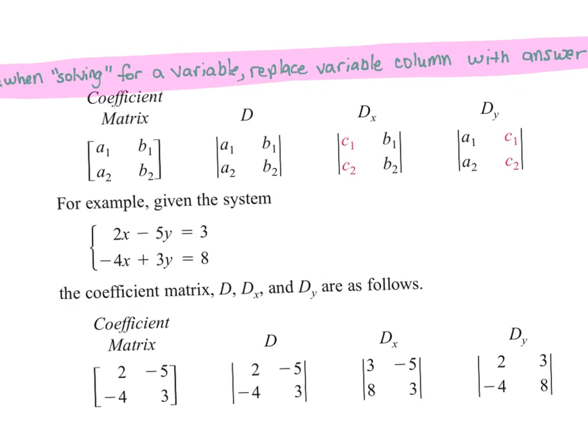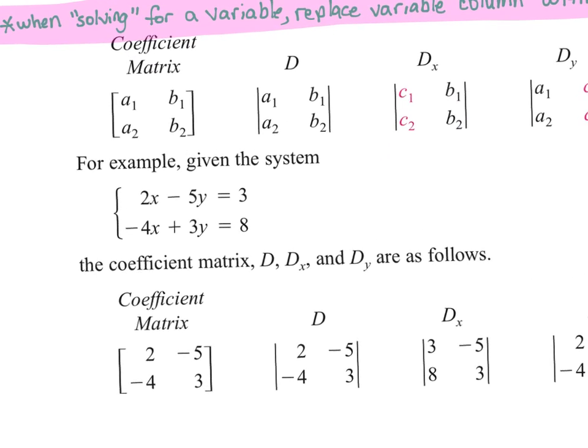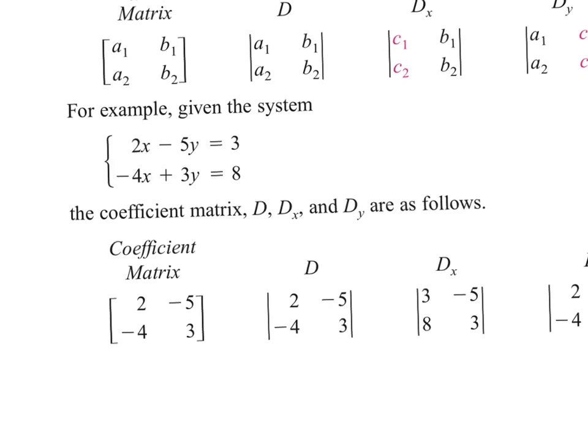So look, if I was given this system of equations, 2x minus 5y equals 3, and negative 4x plus 3y equals 8. The first thing you're going to do is find the determinant. That's our D. Where did I get these numbers? 2, negative 4, negative 5, and 3. They're the coefficients. So the first thing you do is find the determinant using just the coefficient matrix. Then you're going to find the determinant using the x values and using the y values.